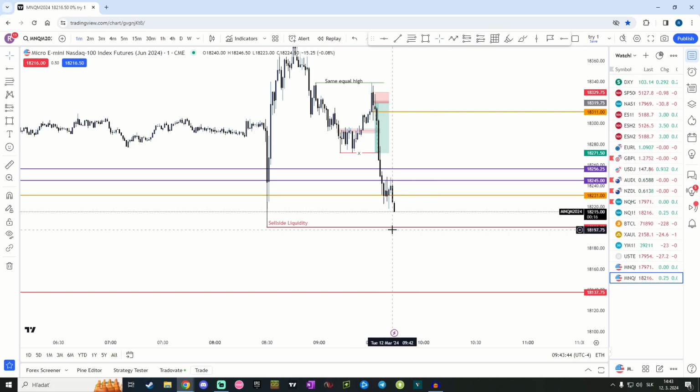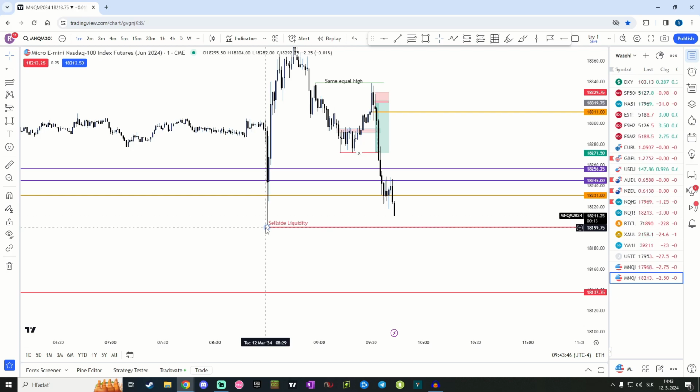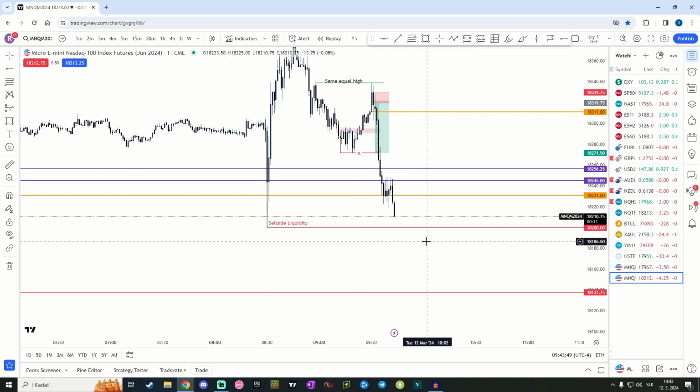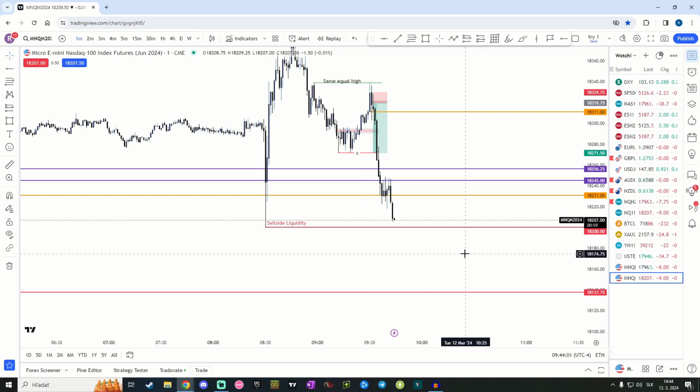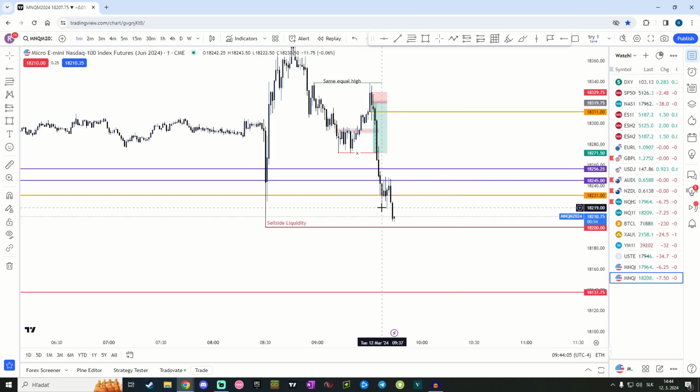But maybe it would be good if we get the sweep of this low and then we have a market structure shift on the 30-second chart. So yeah, we are going for this wick for sure. ES has quite a different price action right now. It's not yet even taking the lows which were made here. And I would not be very confident in taking any longs from here before this is swept.